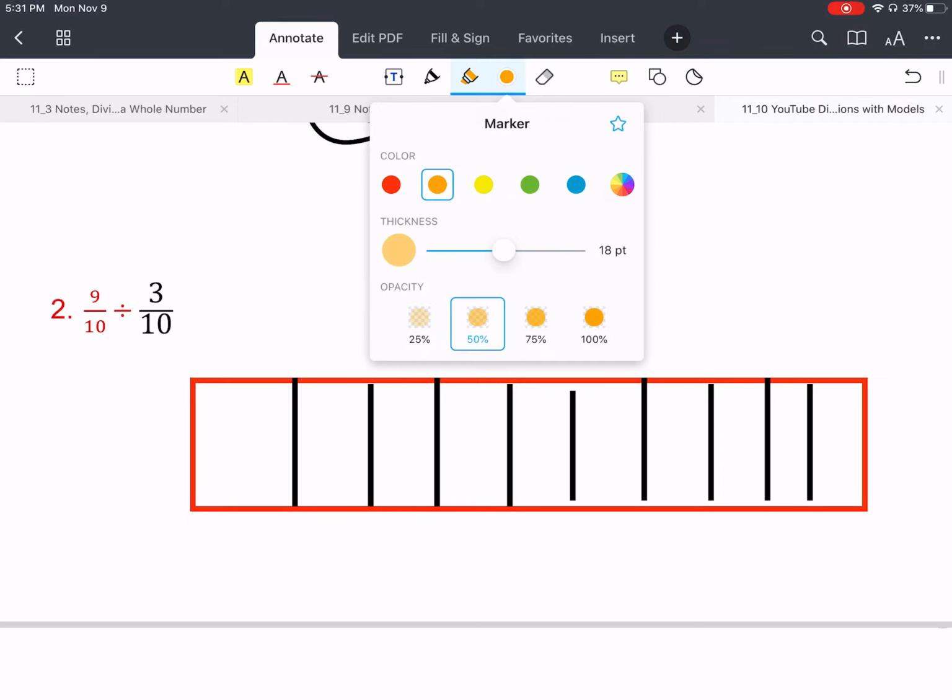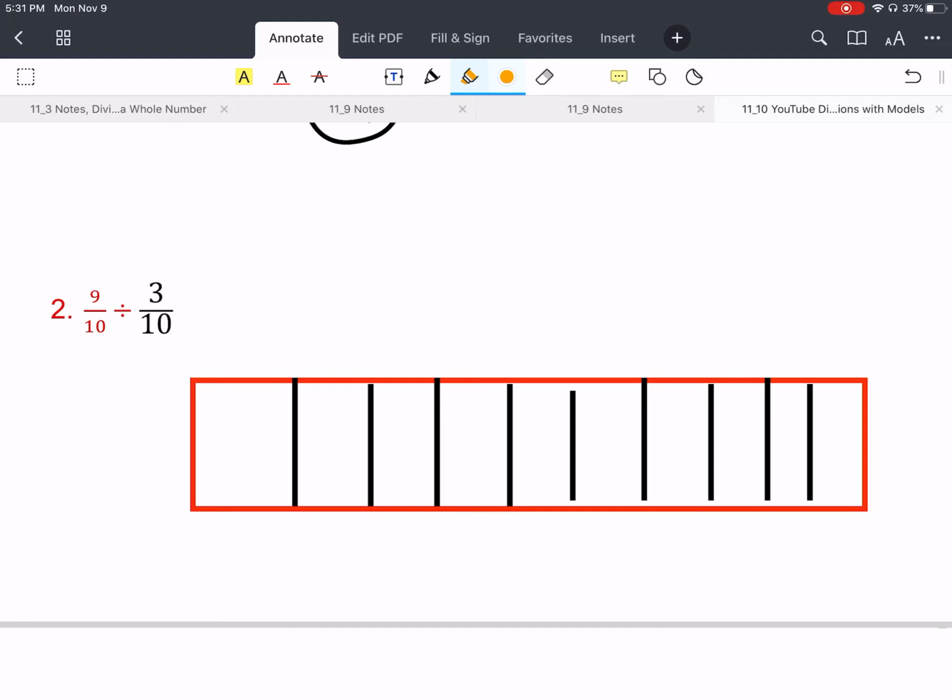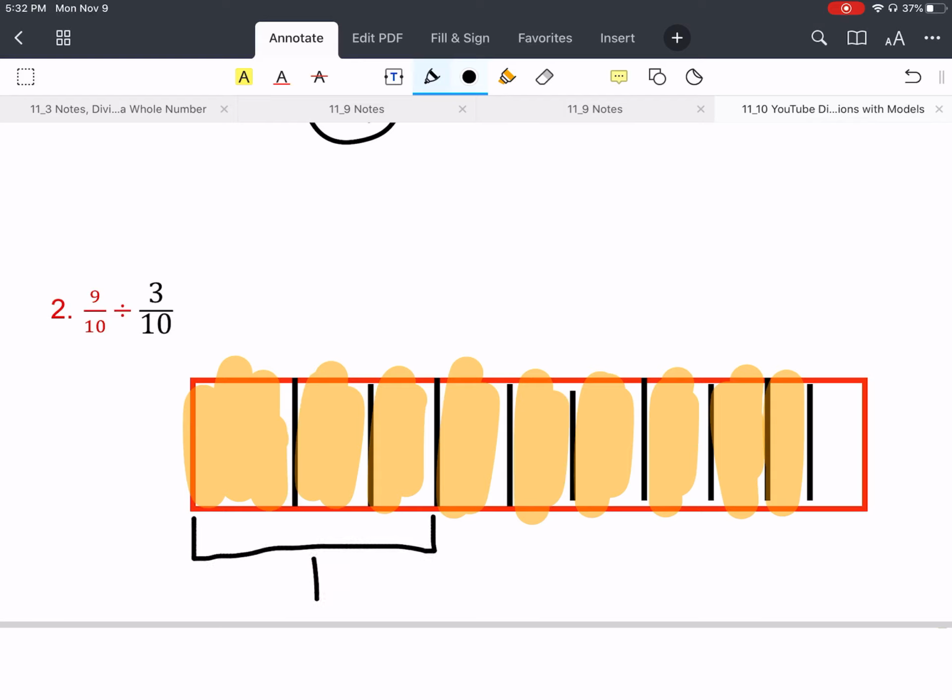We're doing 9/10ths divided by 3/10ths. So we need to highlight 9 of these. 1, 2, 3, 4, 5, 6, 7, 8, 9/10ths. And we're going to draw to figure out how many 3/10ths we can make. So we need to count how many sets of 3. So there's 1, 2, and 3. So 9/10ths divided by 3/10ths is going to equal 3, because there are 3 sections of 3/10ths that fit into 9/10ths.